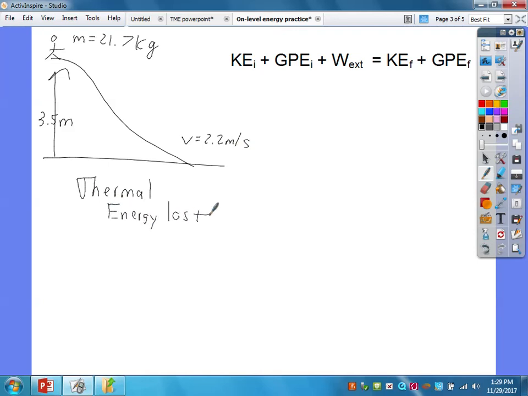So what they're saying is, if you do mgh, 21.7 times 10 times 3.5, that number will not equal 1/2 times 21.7 times 2.2 squared. They are not equal. So energy has been lost. The thermal energy comes in at the work external. And since energy is being lost due to friction, the idea is there's friction on this slide. It's not frictionless this time. Energy is going to be taken from the initial. So while this is always written as a plus sign, if there's friction and energy decreases, I'm going to change this to a minus sign, and I'm going to write this as TE instead of work external, because I'm going to call that thermal energy.